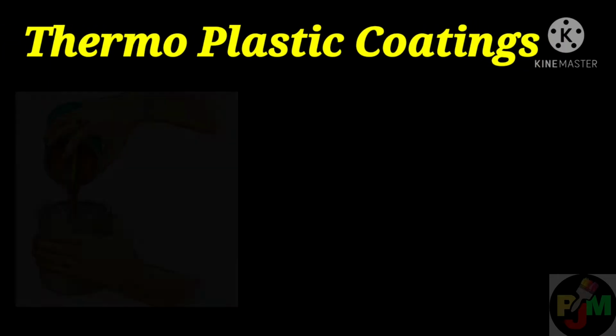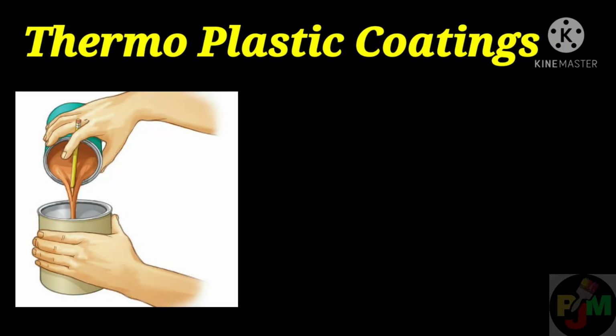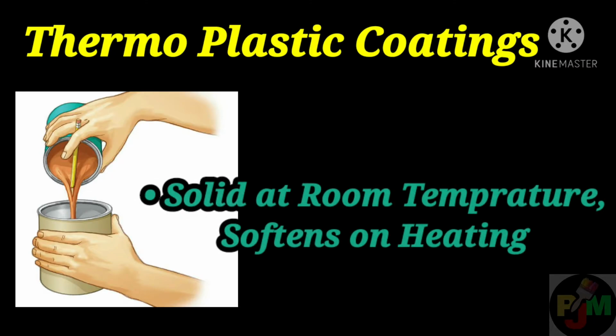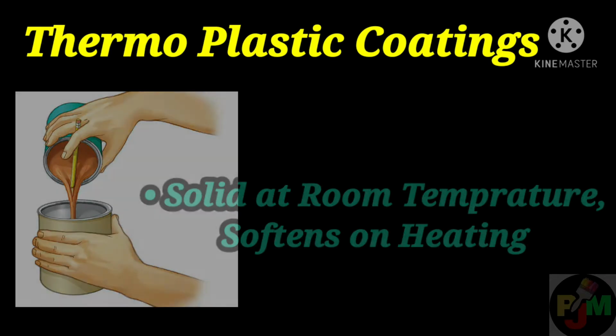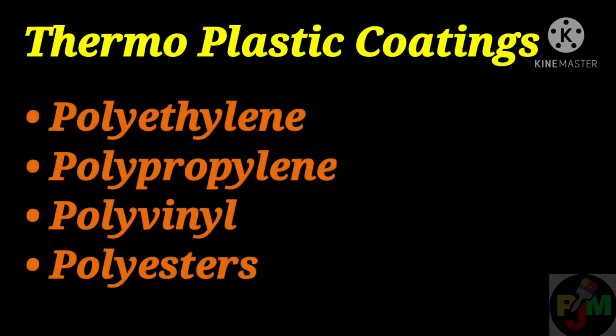Thermoplastic. Binder used in this coating is thermoplastic in nature. A thermoplastic is a resin that is solid at room temperature but becomes plastic and soft upon heating. Examples are polyethylene, polypropylene, polyvinyl, and polyester.